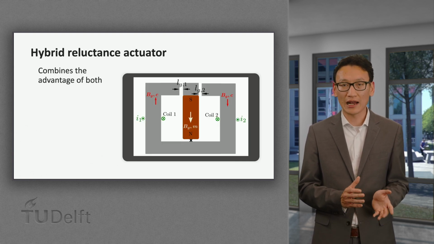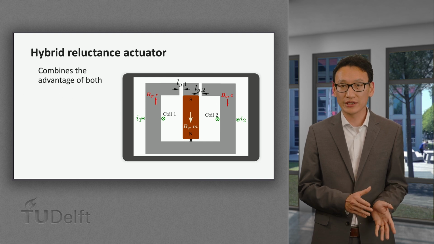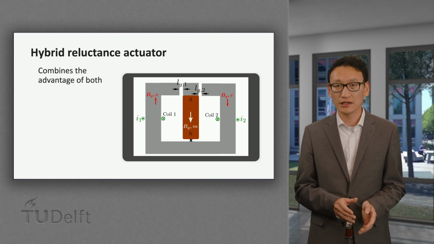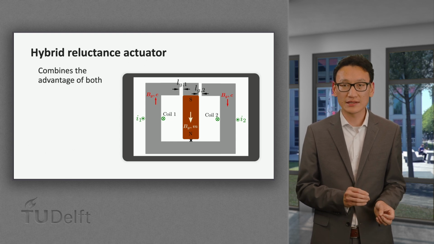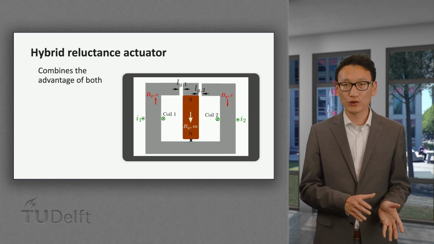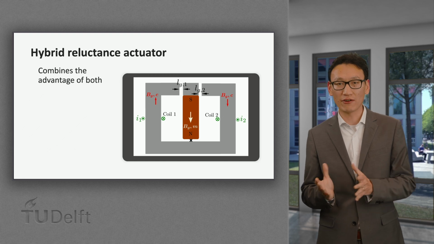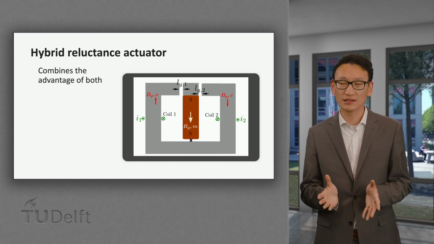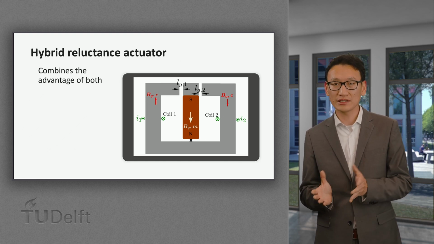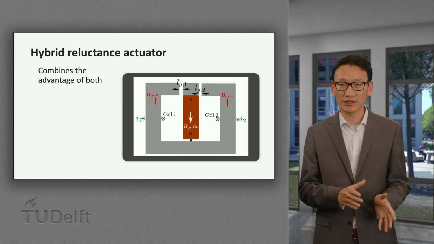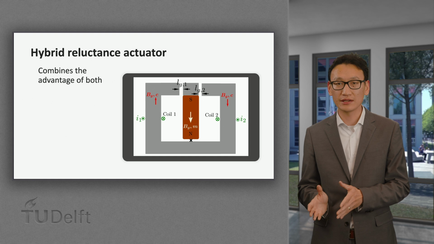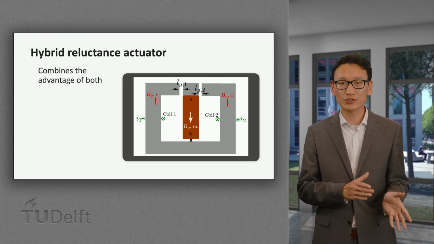The third type of electric actuator is a hybrid reluctance actuator. The structure of it is shown on the screen. The bar in the middle is a permanent magnet, while 2 coils with opposite direction of currents are placed on both sides. The force applied to the mover in the middle is then a combined effect of the permanent magnet and the 2 coils.